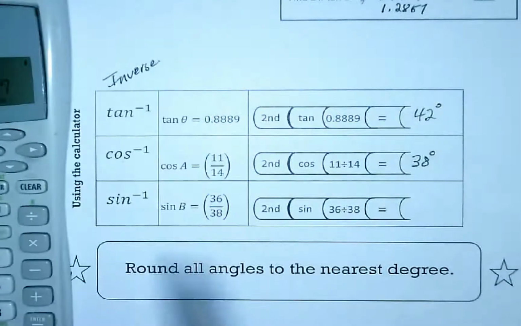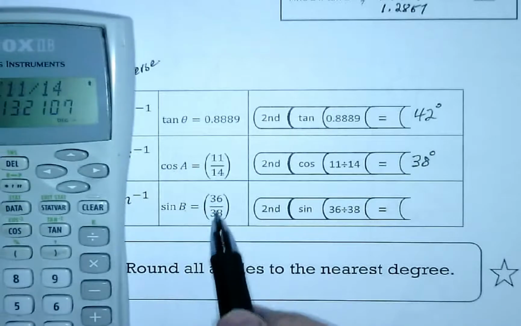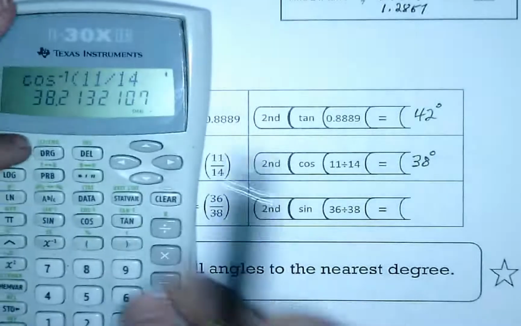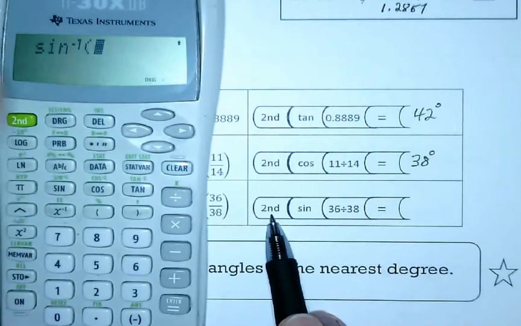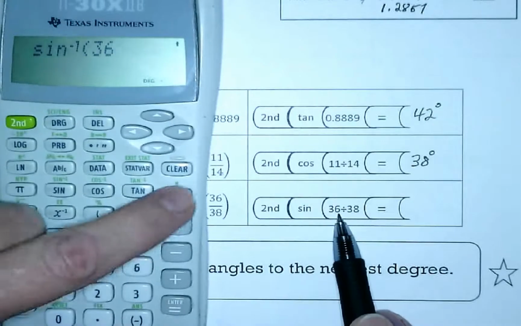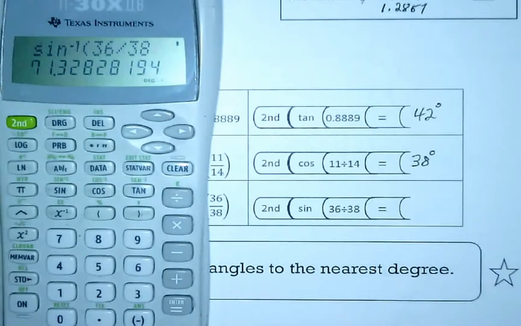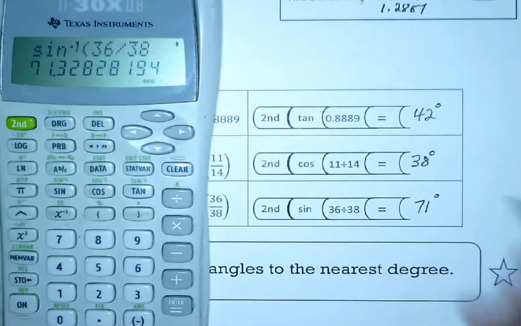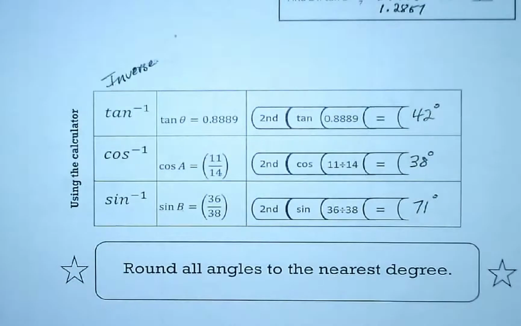Same thing on this one, the inverse of sine, to find this missing angle from the ratio of the sides. I'm going to push second and then sine. This is what it should look like on the calculator if you are finding a missing angle. The ratio was 36 over 38. Again, I'm going to round that to the nearest degree. This would be 71 degrees. Okay, so let's stop there for now, and we'll go to part B.